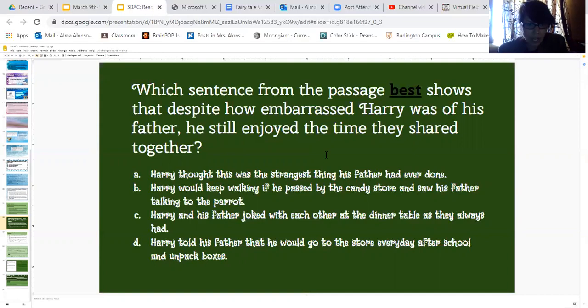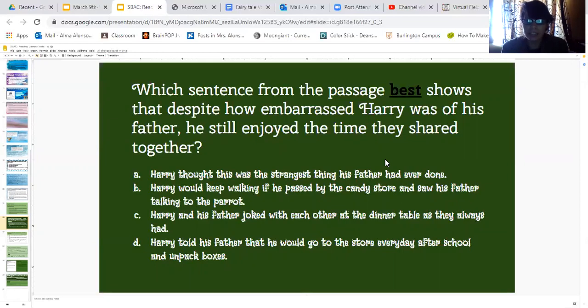Let's check it out. Option A: Harry thought this was the strangest thing his father had ever done. Does that show, and remember the question is that he still enjoys the time they share together, does that show them sharing time together? Think about that. B: Harry would keep walking if he passed by the candy store and saw his father talking to the parrot. Does that show them sharing time together? C: Harry and his father joked with each other at the dinner table as they always had. And D: Harry told his father that he would go to the store every day after school and unpack boxes.